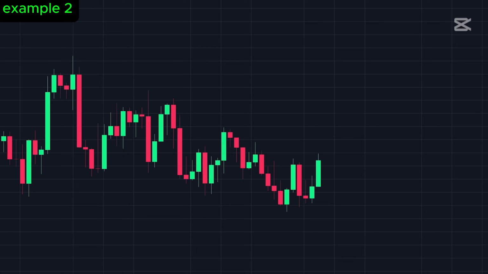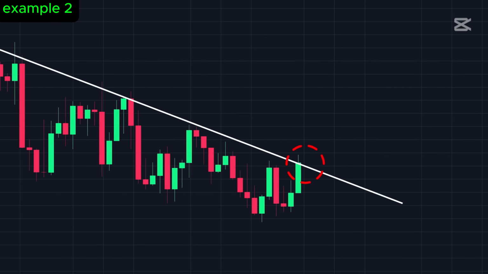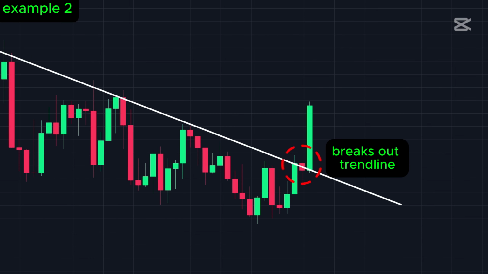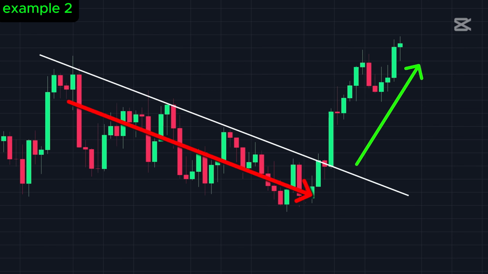The second reason why trend lines are useful is because when the price breaks a trend line, it can signal a possible trend reversal. For example, in this chart, we have drawn a trend line by connecting the highs, and it shows that the market is in a downtrend. But right here, the price has broken the trend line, and right after that, the trend shifted from down to up. Knowing this, next time the price breaks a trend line in a downtrend, we can place a potential buy order.